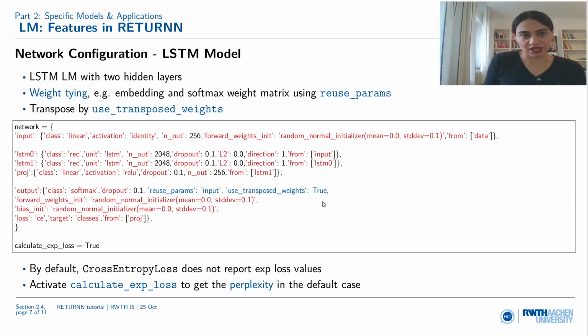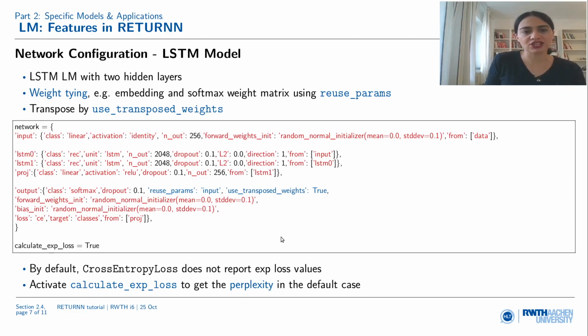And how about network configuration? For example, here you can see an example where we have two layers of LSTM for our language model. The first layer is just the embedding. We have two layers of LSTM. Then we have the projection. Here dropout and L2 weight regularization are optional. If we want to do weight tying, for example, if we want to tie the embedding and softmax matrices, we can use reuse params. We need to specify which layer we want to tie it to. For example, here the input and output layers are tied to each other. In order to transpose the matrices, we need to set this flag to true.